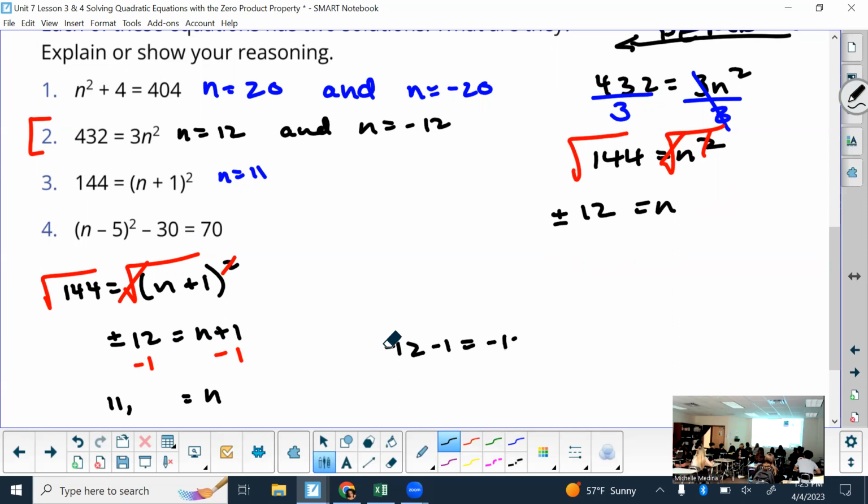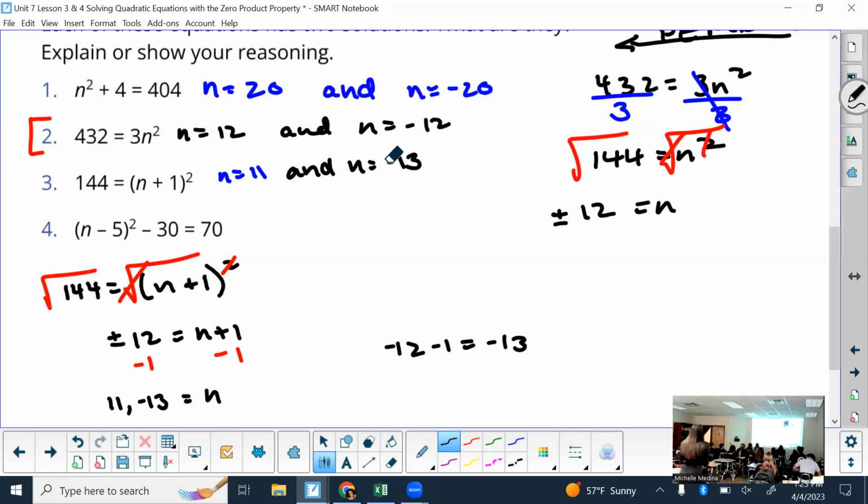Yes, it is negative 13. So there's 2 answers. Almost always there are 2 answers, unless you're square rooting a 0, because there's no positive and negative 0. Then there's almost always 2 answers. Okay, questions there?